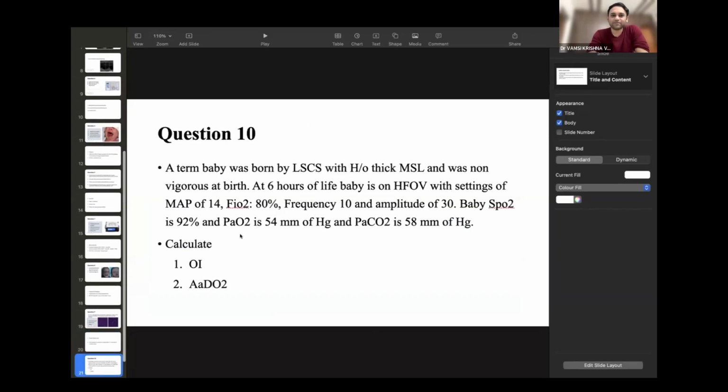So the last question is, we have a term baby born by LSCS with a history of thick MSL and was non-vigorous at birth. At 6 hours of life, the baby is on HFOV, with settings of MAP of 14, FiO2 of 80%, frequency of 10, amplitude of 30. Baby saturation is 92%, the PaO2 is 54 and the PCO2 is 58. So can someone calculate the oxygen index first?